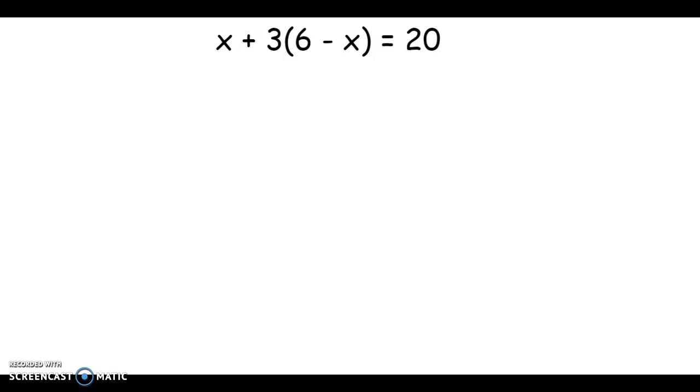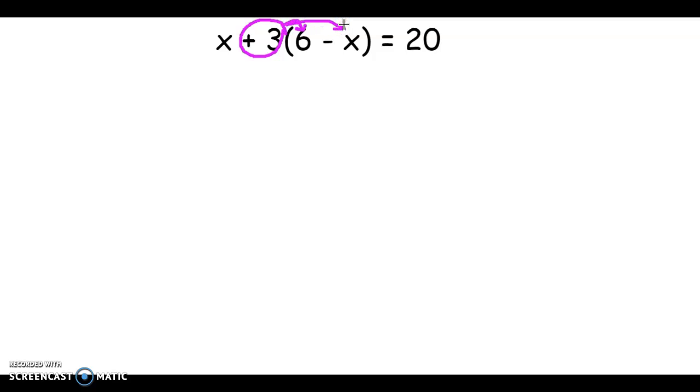First thing we have to do is look for the parentheses. Notice I have parentheses here that I have to get rid of, so I'm going to go ahead and take this number in front. Notice I circled the sign that goes with it, and I'm going to distribute it to each term inside those parentheses.